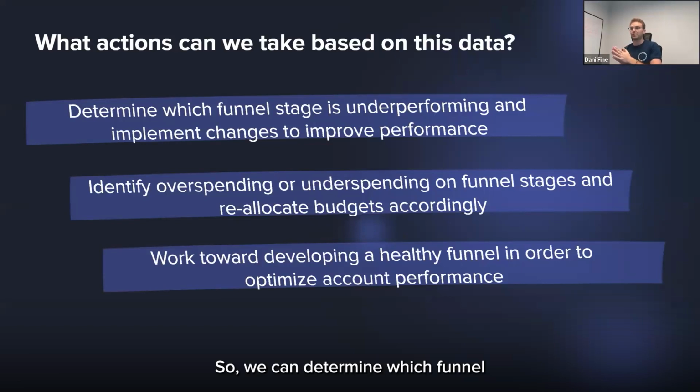We can determine which funnel stage is underperforming and implement changes to improve performance, identify overspending or underspending on funnel stages, and reallocate budgets accordingly, right? This is super crucial to really identify these areas and work towards developing a healthy funnel in order to optimize account performance. This is sustainable in the long term, something we can do on the long term with this.